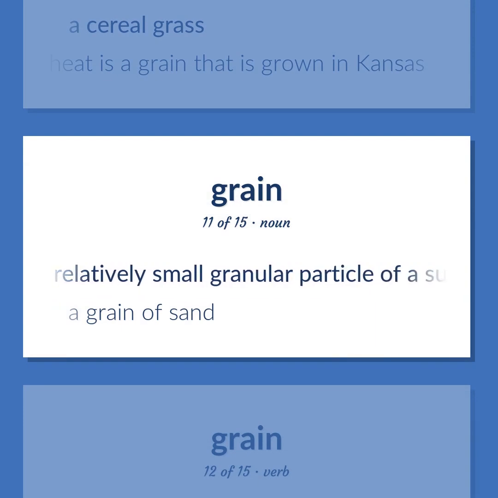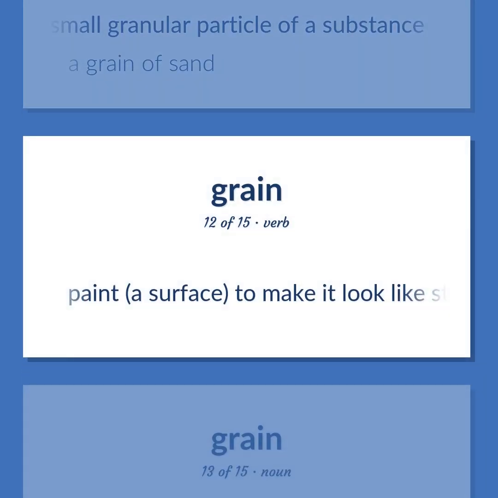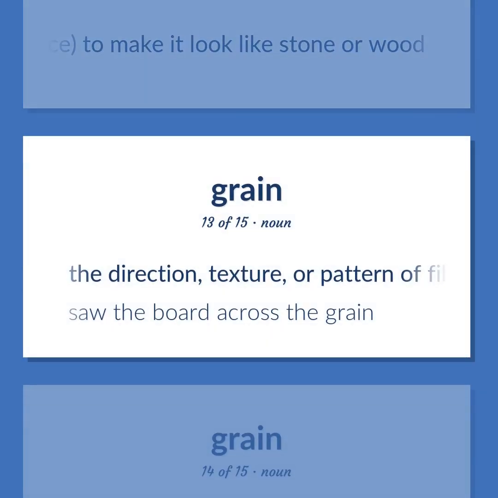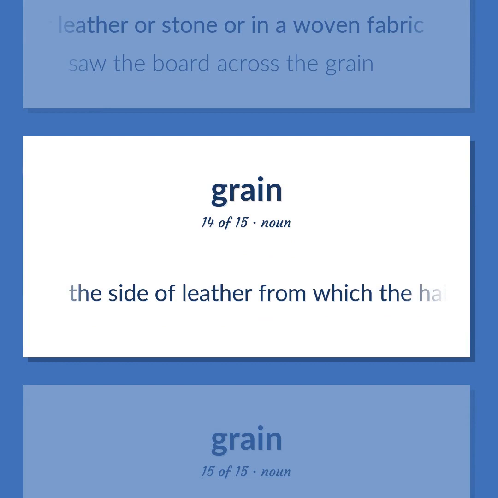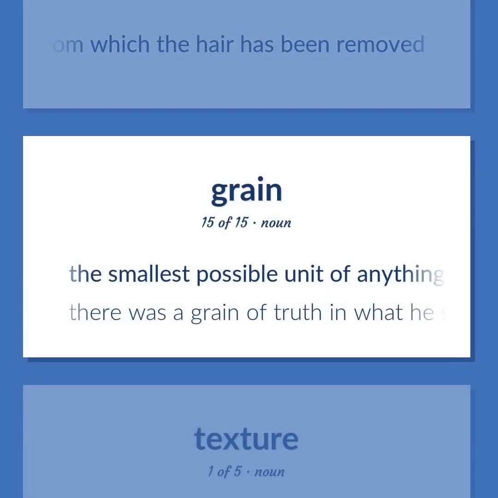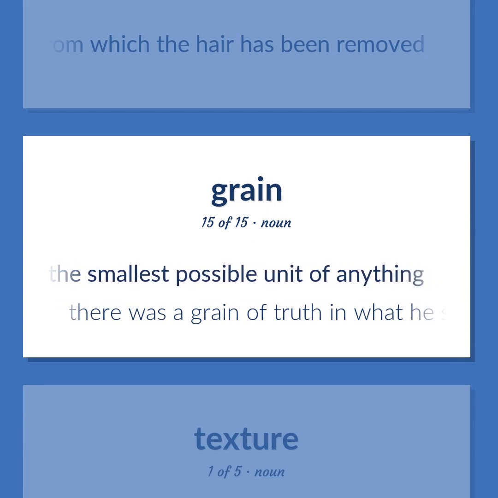A cereal grass. Wheat is a grain that is grown in Kansas. A relatively small granular particle of a substance. A grain of sand. Paint a surface to make it look like stone or wood. The direction, texture, or pattern of fibers found in wood or leather or stone or in a woven fabric. Saw the board across the grain. The side of leather from which the hair has been removed. The smallest possible unit of anything. There was a grain of truth in what he said.